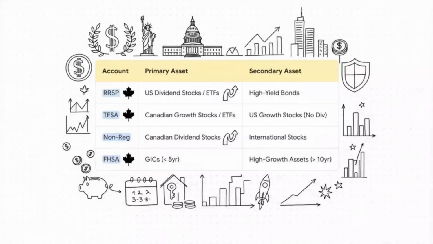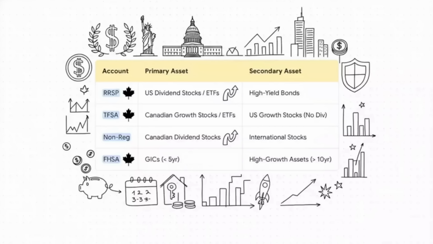Box 3. The non-registered. Primary asset: Canadian dividend stocks like banks and pipelines. Why? You get the dividend tax credit, which allows you to earn up to $50,000 a year tax-free in some provinces. Box 4. The FHSA. Strategy: timeline arbitrage. If buying in less than 5 years, cash and GICs. If buying in more than 10 years, treat it like a super TFSA.